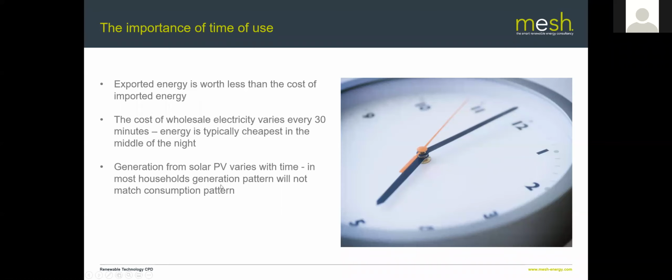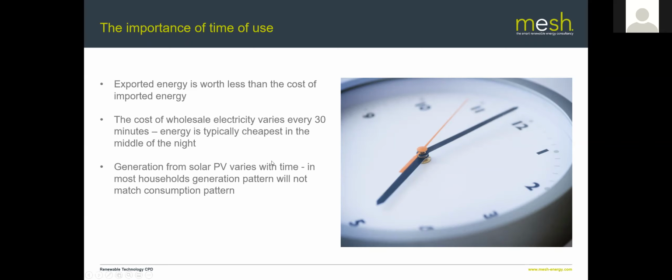Generation from solar PV obviously varies with time as well, depending on where the sun is in the sky, what the intensity of it is, how cloudy it is, all those kind of things. But you can average that out quite well over a day. But what you will see is that for most households, the generation pattern won't match the consumption pattern, and that's particularly true in houses where people are at work for most of the day.